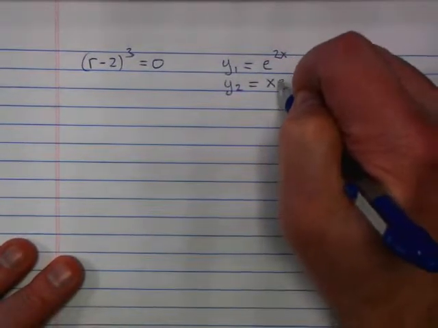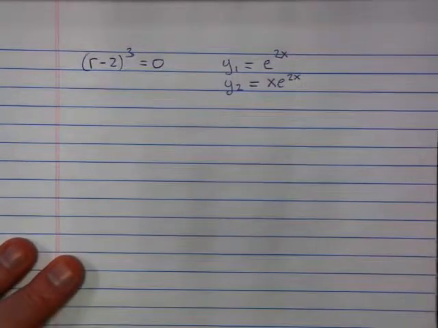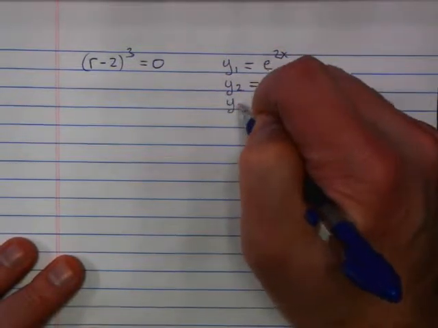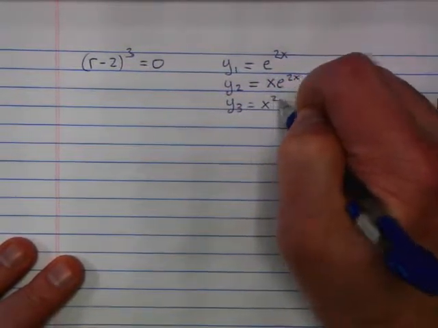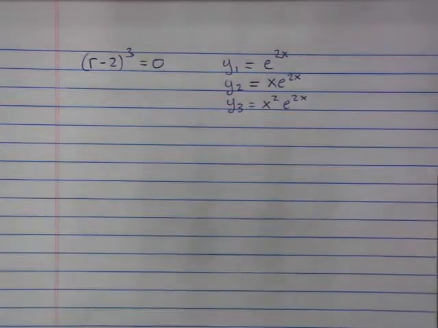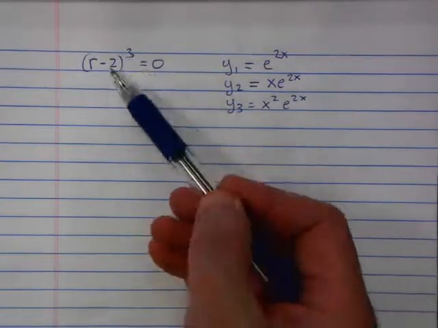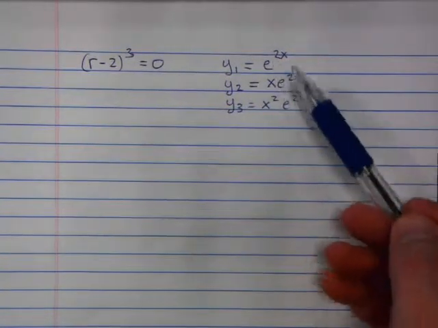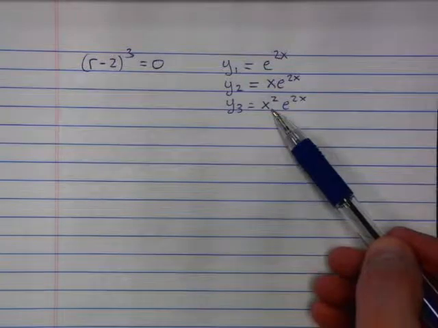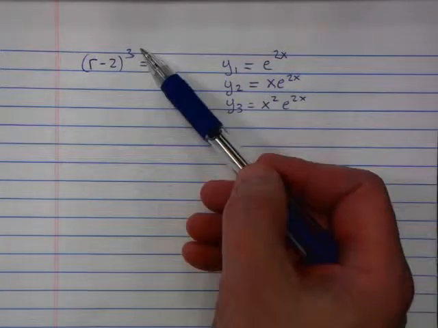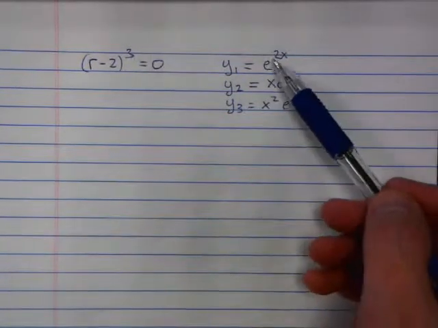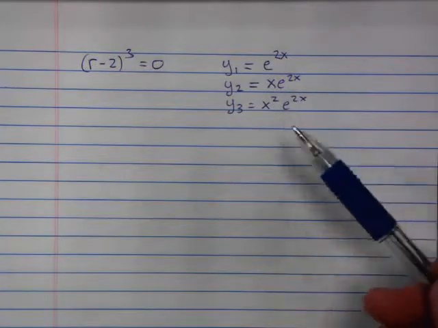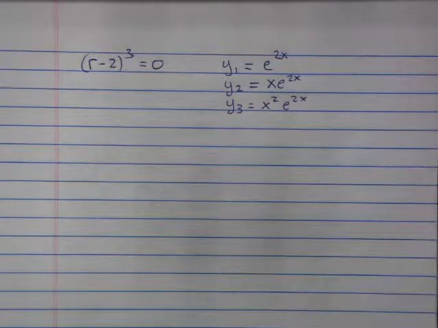x e to the 2x would be another one. And the next solution would be you multiply by x again. There would be your three solutions. So there's what you do when you have repeated roots. If your root repeats 3 times, you take your solution, you multiply by x, you multiply by x squared. If your root repeated 5 times, you'd have your solution, multiply by x, x squared, x cubed, x to the 4th. So on and so forth. Okay, questions on that?